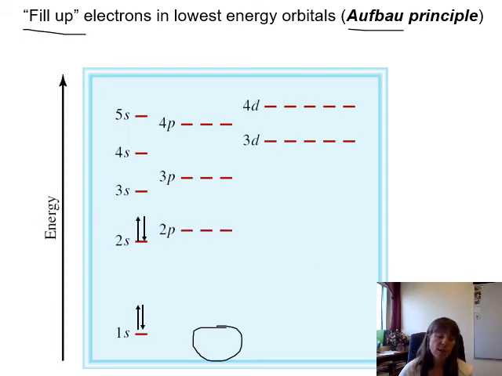Beryllium has 4, so you have to double up. There's the electron configuration for beryllium. So this just keeps on going, and I keep on going across the periodic table. That was boron. There was carbon.